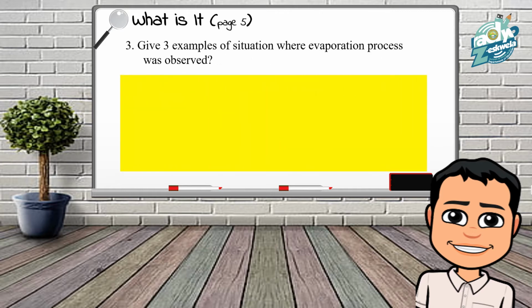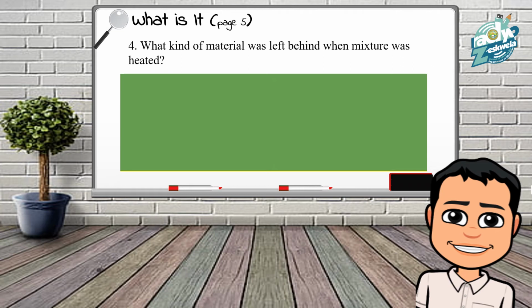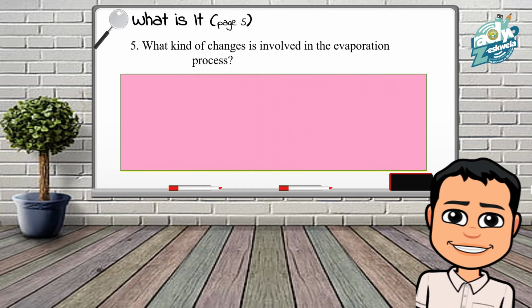Number 3. Give 3 examples of situations where the evaporation process was observed. The examples are boiling water, drying of clothes, and drying of wet roads after a heavy rain. Number 4. What kind of material was left behind when the mixture was heated? The answer is solid.